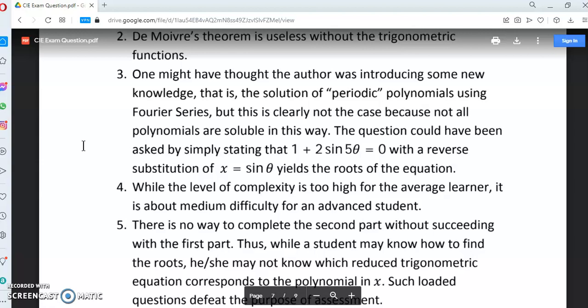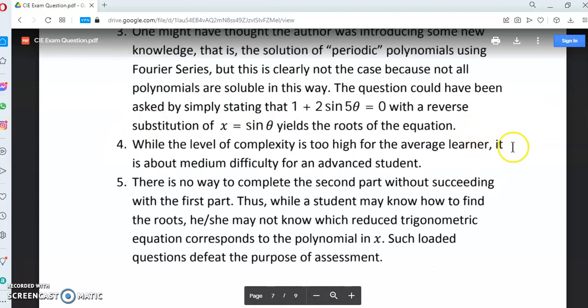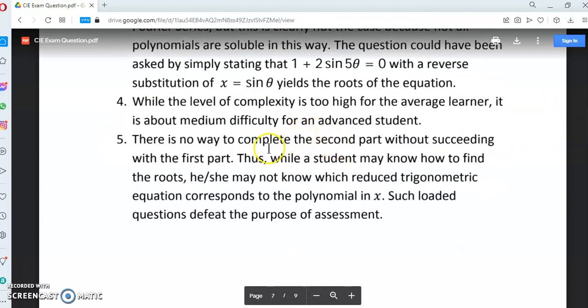For example, the solution of periodic polynomials using Fourier series, but this is clearly not the case, because not all polynomials are soluble in this way. So the question could have been asked by simply stating that 1 plus 2 sine 5 theta is equal to 0 with the reverse substitution of x equal to sine theta, yielding the roots. So while the level of complexity is too high for the average learner, it is about medium difficulty for an advanced student.